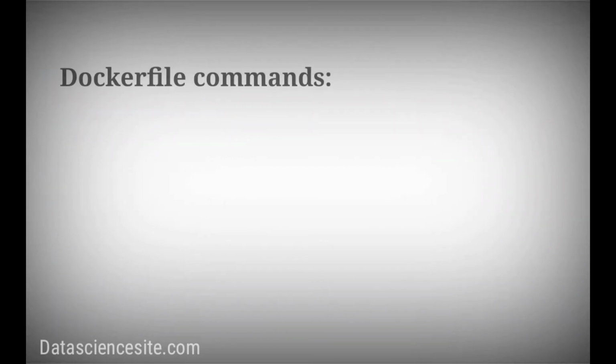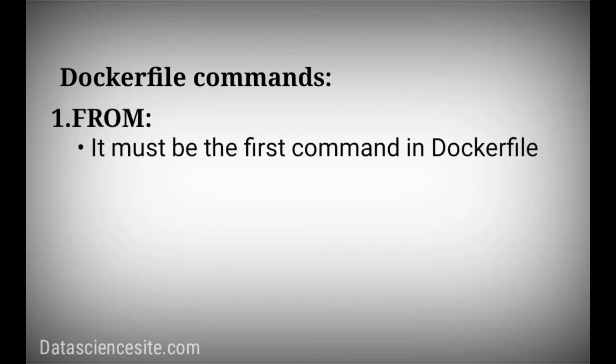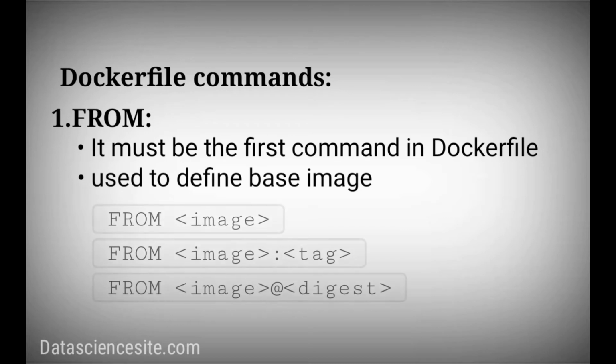You begin the Dockerfile by writing the first command called FROM. It must be the first non-comment command of your Dockerfile. It is used for defining the base image. It tells Docker to start from the image.